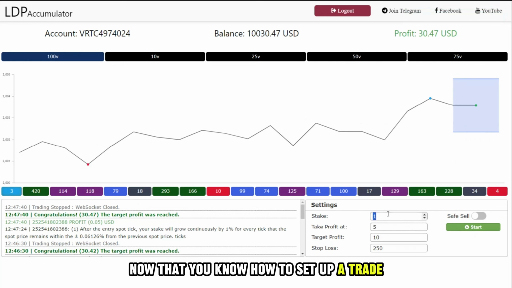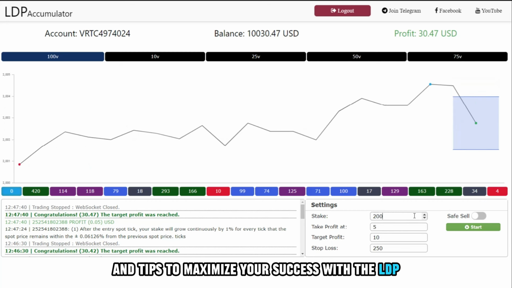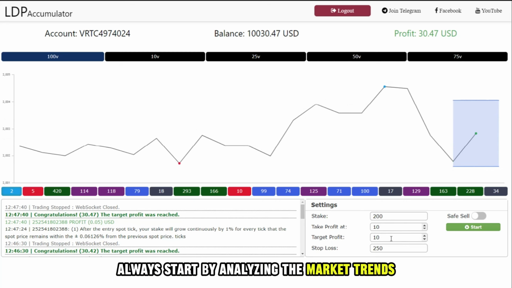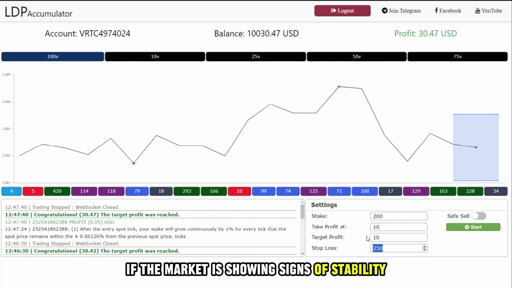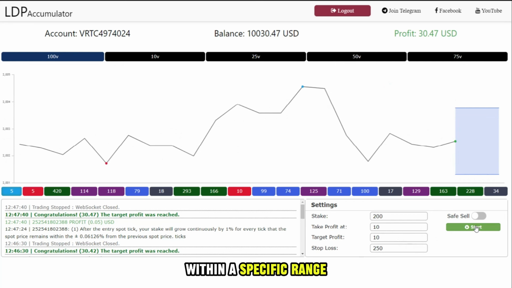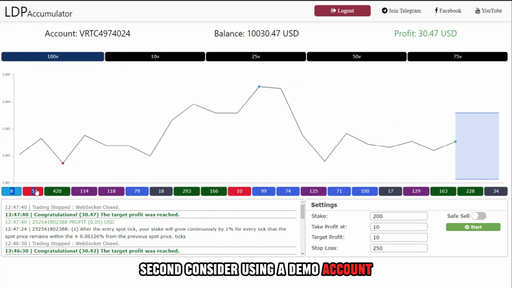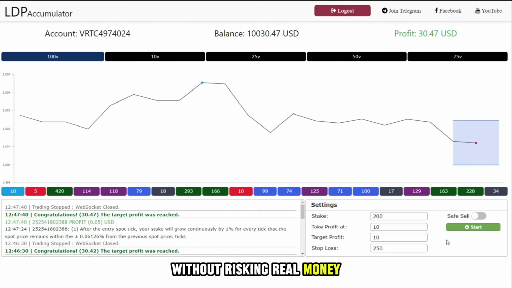Now that you know how to set up a trade, let's talk about some strategies and tips to maximize your success with the LDP accumulator. First, always start by analyzing the market trends. If the market is showing signs of stability within a specific range, it might be a good time to use accumulator options. Second, consider using a demo account to practice your strategies without risking real money.